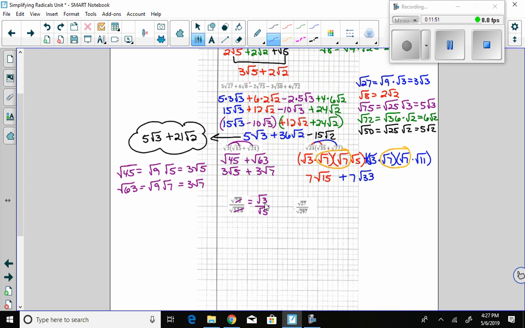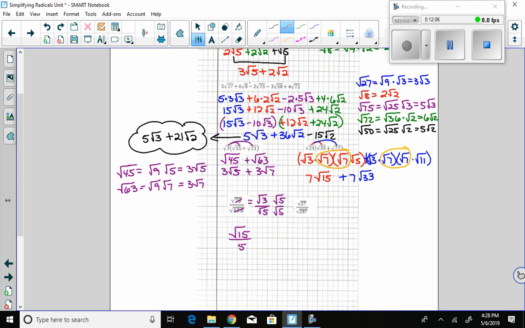And so I can't have that though. That's illegal. So I'm going to multiply both the top and the bottom by the square root of 5. So I end up with the square root of 15 over 5, final answer. What? Way to go, Mrs. Hoekstra. All righty, here we go.